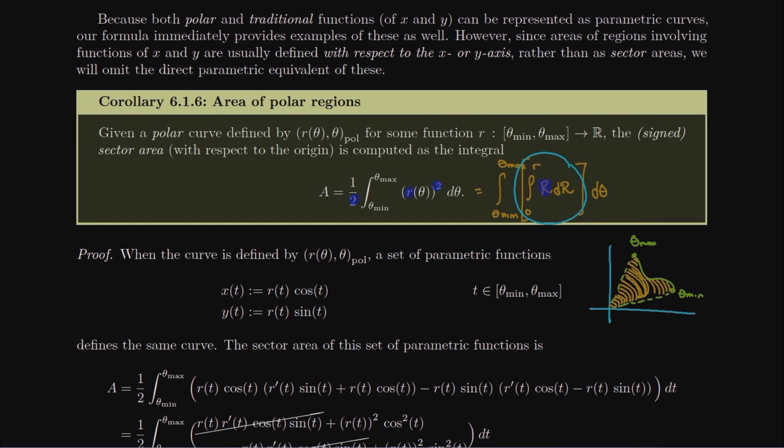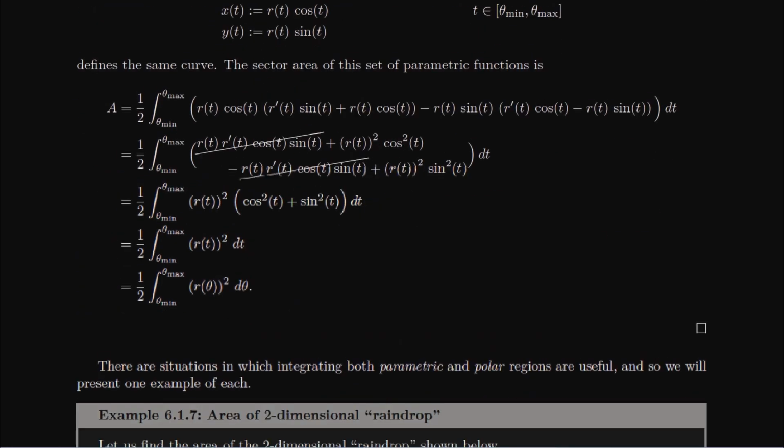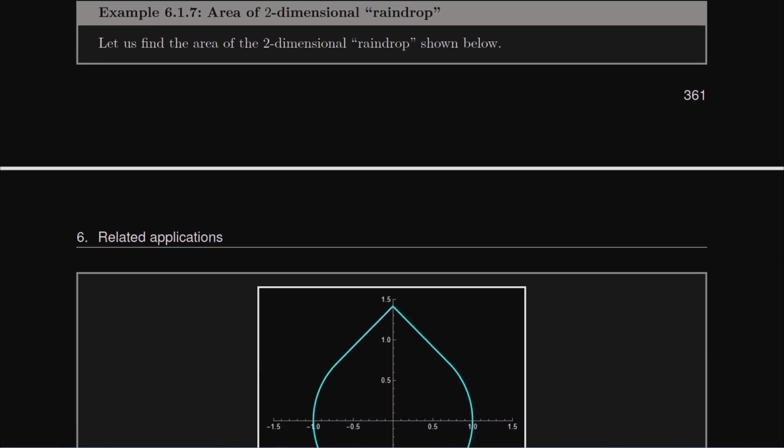So I'm adding up all of those one-dimensional lines, starting at a radius of 0 out here and ending at a radius which is defined by the polar curve r of theta. So that's how two interpretations of the formula give the same answer. And we're just going to go ahead and apply both of these formulas now. So let's look in a parametric setting, the area of a two-dimensional raindrop.